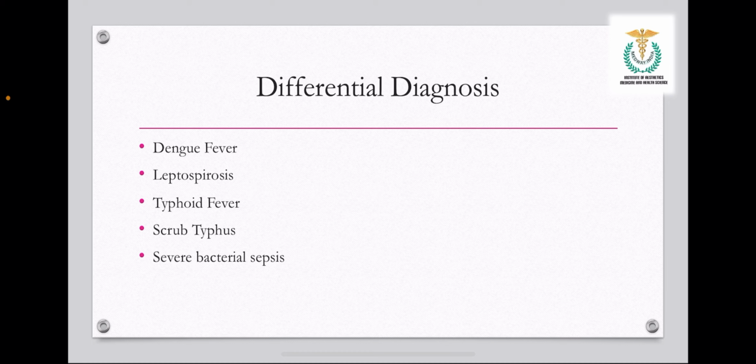Differential diagnosis. In the case of malaria, the differential diagnoses are dengue fever, leptospirosis, typhoid fever, scrub typhus, and severe bacterial sepsis. So these are the differential diagnoses of malaria.